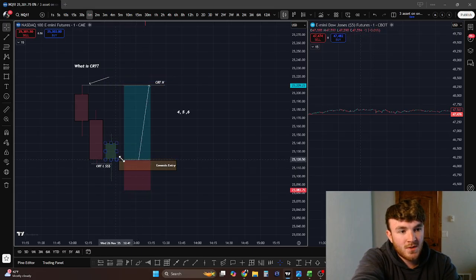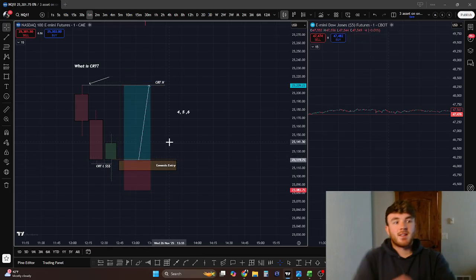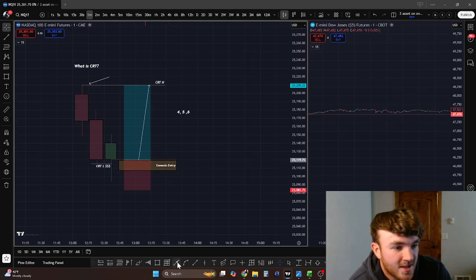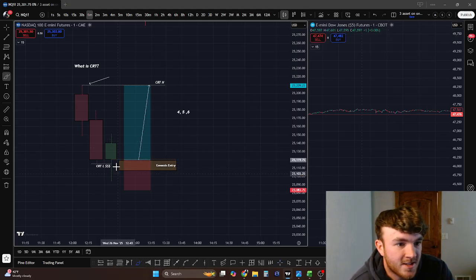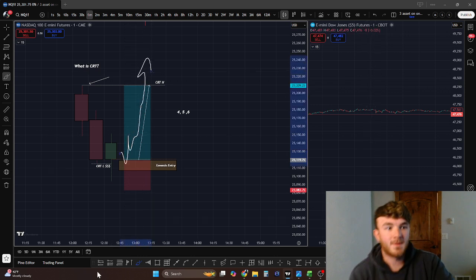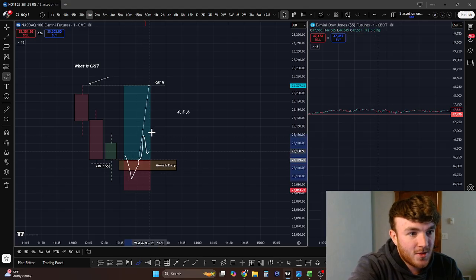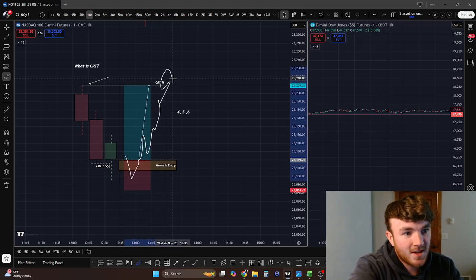at whatever is lower, the close or the open, and then we expand to the draw on liquidity, which is the CRT high. So it would look something like this, where let's say we get filled and then we expand to the opposing end, right? Or maybe it might look something like this, where we actually dig deep into it and then we still expand to the opposing end, right?